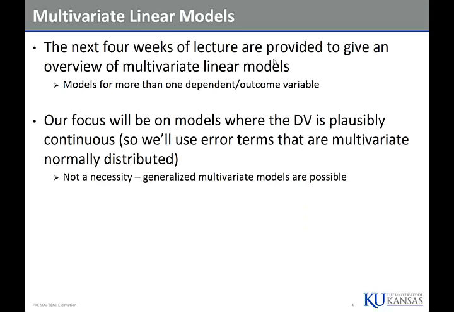Okay. So, the next 4 weeks of lecture are provided to give an overview of multivariate linear models. So these are models for more than one outcome or dependent variable. This is what multivariate statistics is supposed to be for. Our focus will be on models where the dependent variable is plausibly continuous. We say that because we will use a multivariate normal distribution for the error. So the variable itself has to be somewhat continuous because multivariate normals are continuous distributions.